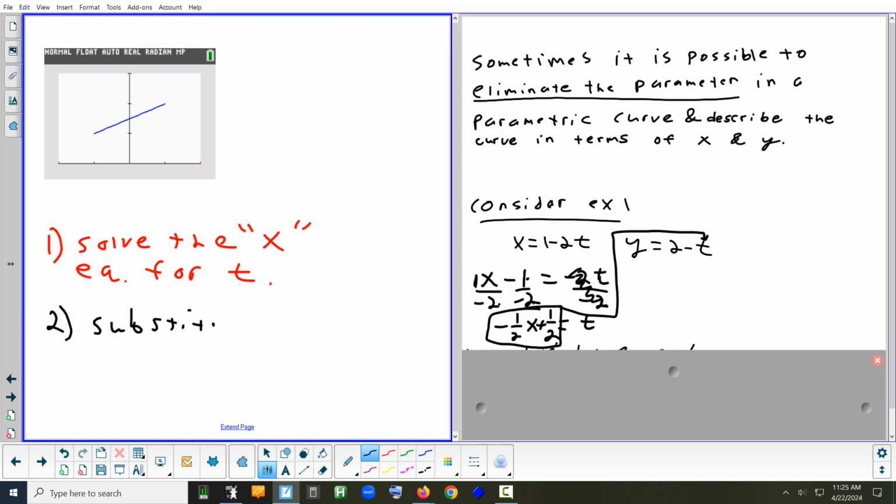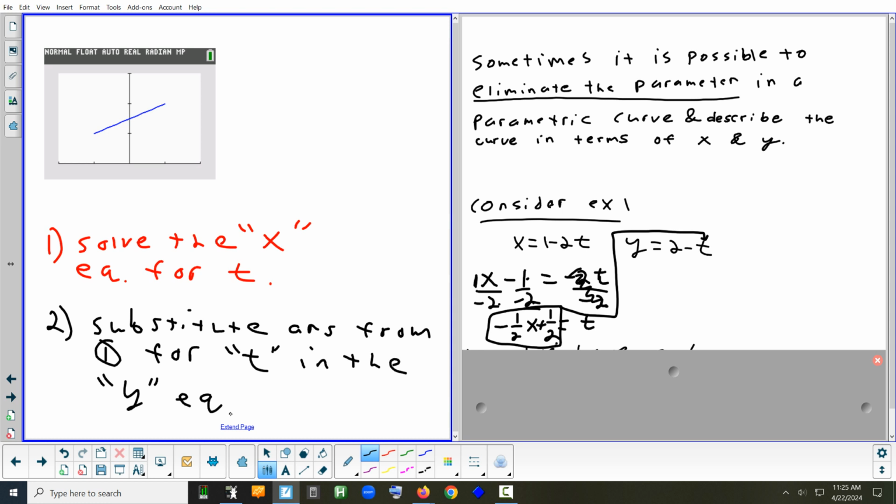Substitute the answer from step 1 for the t in the y equation. So substitute the answer from step 1 for t in the y equation.